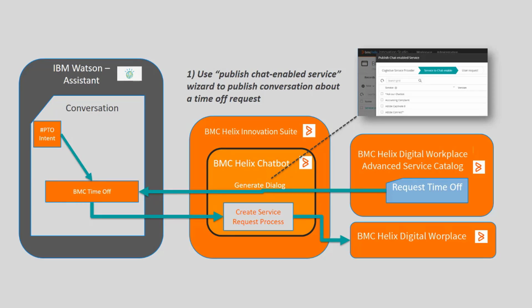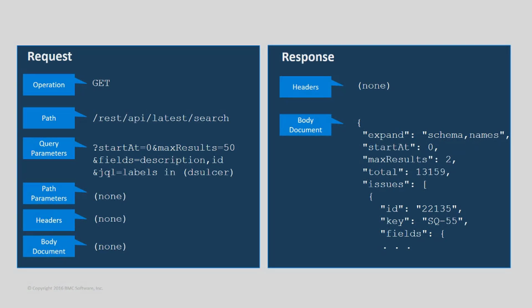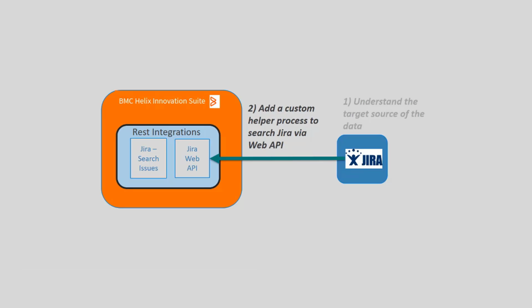The design of the standard part of asking is the same for all conversations where you're requesting a service from the Digital Workplace catalog. In this case, we've extended it. The first step is to look at how the JIRA interface works. You will need to understand the JIRA REST API, as it's documented on the JIRA site, both the inputs, the parameters, and the resulting document returned by the REST API.